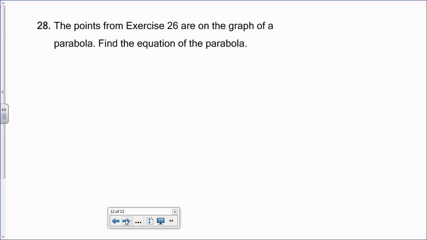Okay, so this is the next question, which is 28, and it says they're on the graph of a parabola. Let's find the equation of the parabola. So my focus that it gave me was 0, -2, and the directrix was y equals 2. So I'm just going to re-sketch those parts. I don't need the other points. Those were just examples of points on the parabola.